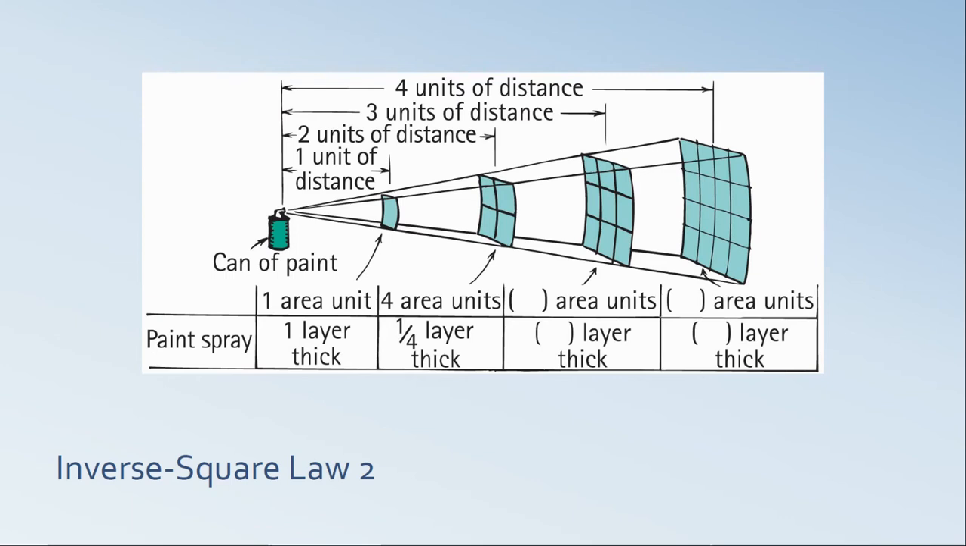And we can think of the inverse square law like this. Let's say you have a can of spray paint and you're painting a wall.